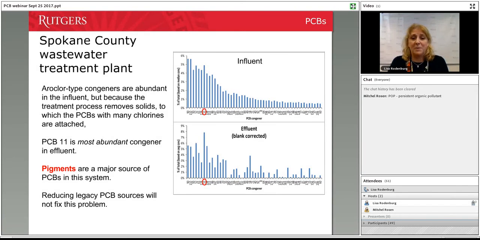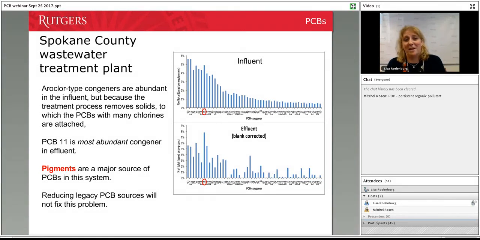The one PCB congener that is now dominant in the effluent is PCB11, which is the one that comes from pigments. This is a problem for the city of Spokane and the county of Spokane, because they can go after the Aroclor type sources. They're one of the cities that's suing Monsanto, for example. They can try to remove old transformers and capacitors. They can try to do a lot of things to remove the Aroclor type PCBs from their system, but that's not their main problem. Their main problem is PCB11 from pigments.